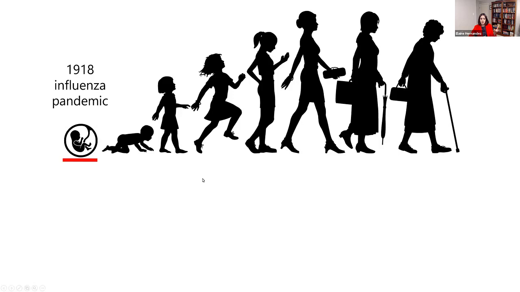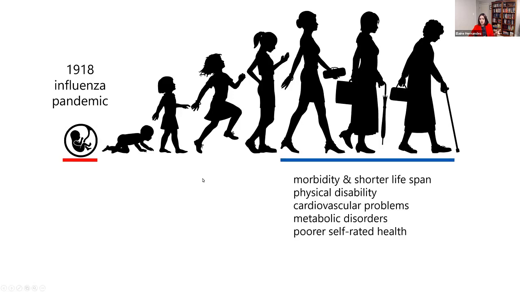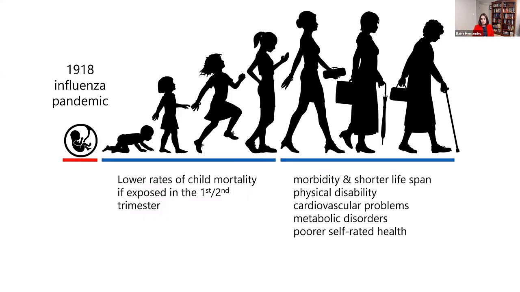If we think about the influenza pandemic, there's a great deal of research that suggests that it has a number of deleterious health effects as people age, as we try to understand their overall life expectancy and their experiences over their life course. And our study really fits this missing piece of the puzzle. We find lower rates of child mortality for individuals who are exposed in the first and second trimester compared to their siblings that were not exposed in utero.